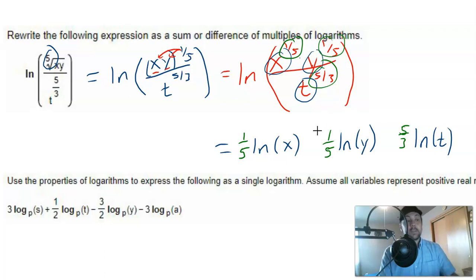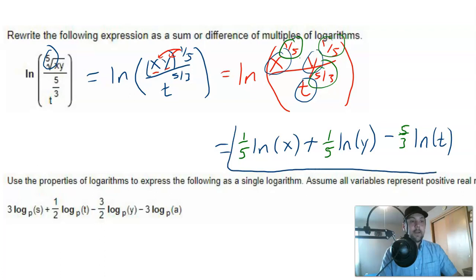And then the last thing we'll decide is, should these logarithms be positive or negative? So if the logarithm is being generated from something from the numerator, that logarithm will be positive. If it's being generated from something in a denominator, that logarithm will be negative. So for x, that's from the numerator, that logarithm will stay positive. The y is also from the numerator, so that logarithm will also be positive. The t is from the denominator, so that logarithm will be negative. And this will be my final answer.